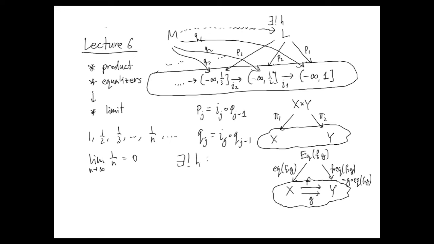First of all, it's a map from M to L. And secondly, it makes these P's and the Q's compatible with each other. So basically for every J, because I'm now using I for the arrow, we want to have Pj composed with H equal Qj.